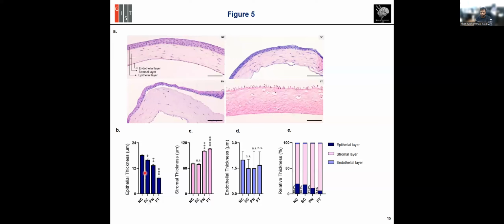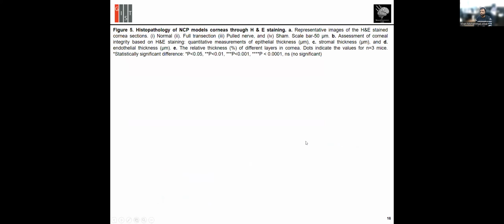Then we planned to analyze the epithelial thickness, stromal thickness, endothelial thickness, and relative thickness. We found significant changes in epithelial and stromal thickness, with more epithelial damage in the full transection model, while the more stromal changes are in the pull model. Endothelial thickness didn't have any significant change in all four models. And finally, the relative thickness percentage I calculated according to the layer is shown here. These are the figure legends for figure 5.